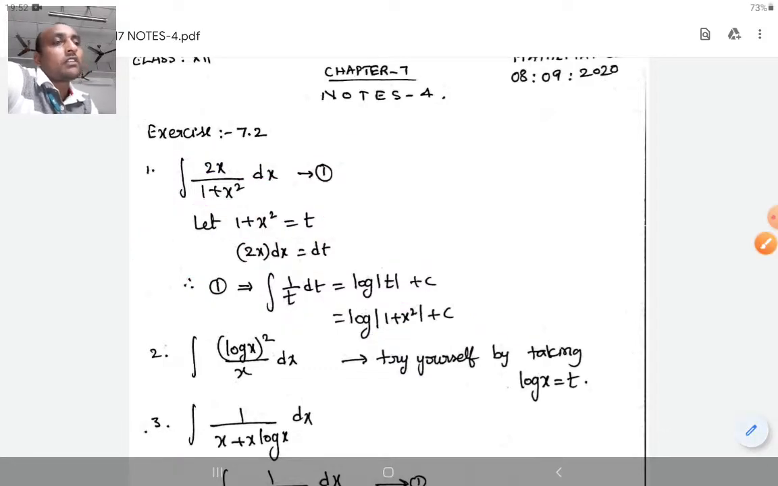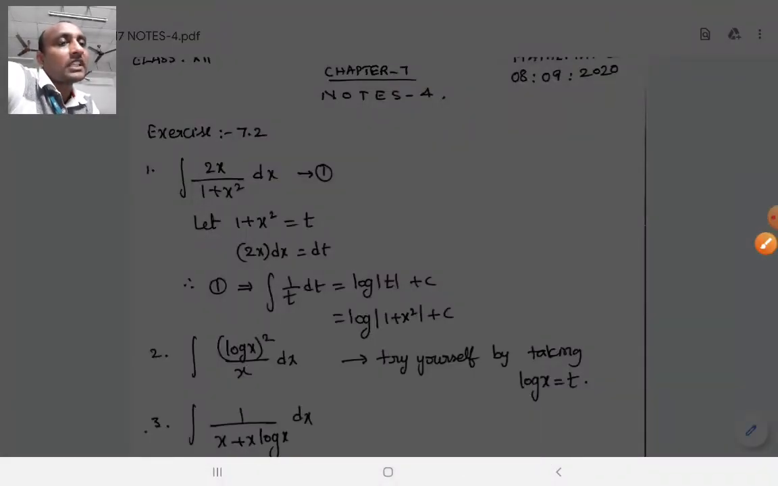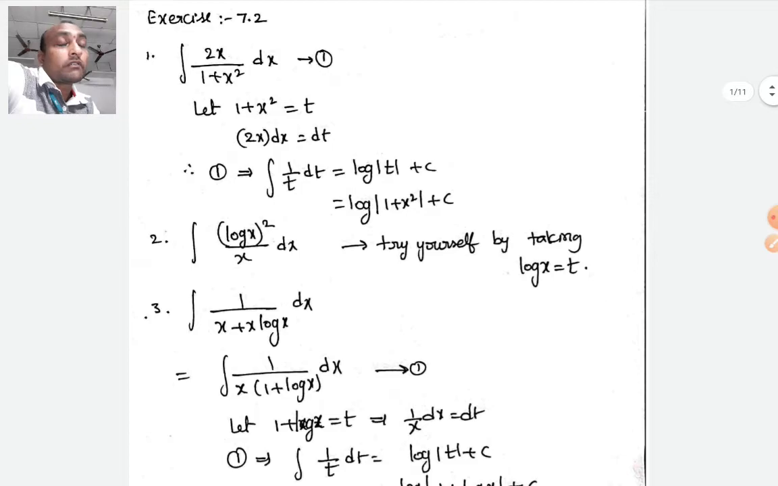In the same way, all the questions depend on what must be taken as t. So this is a very important point, how to do the question by taking t. By taking something as t, the derivative of that must be present in the integrand, so that you will be successful.